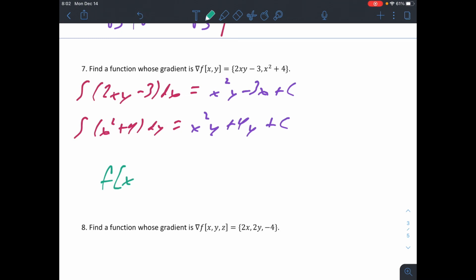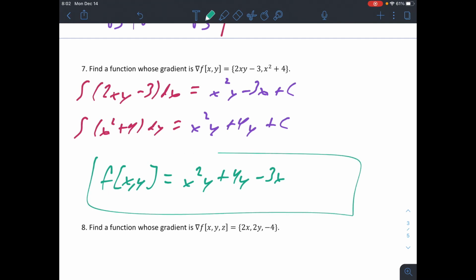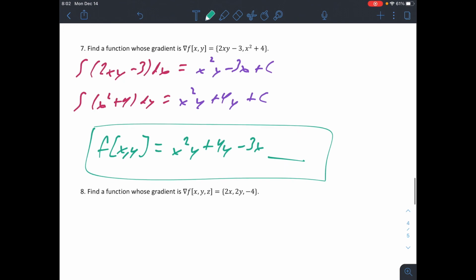So f of xy could be x squared y plus 4y minus 3x plus any number you want to write. Plus 7, plus 0, minus 100, whatever, doesn't matter. Any constant there at the end would be fine. Okay, that's for 2 dimensions.